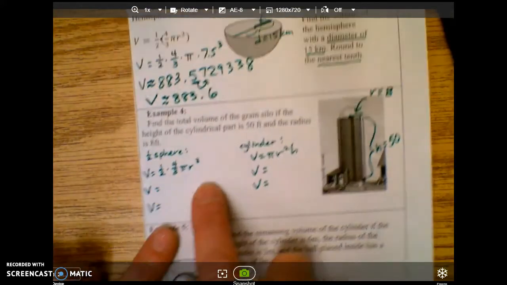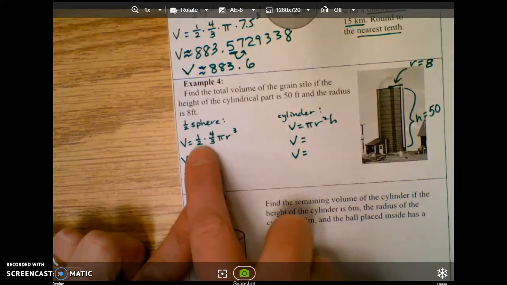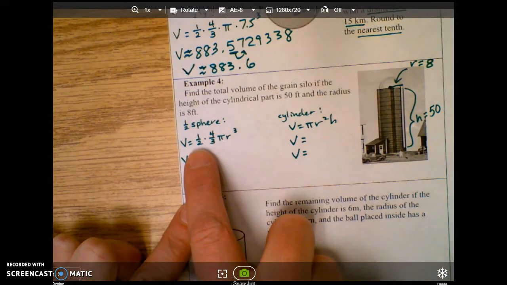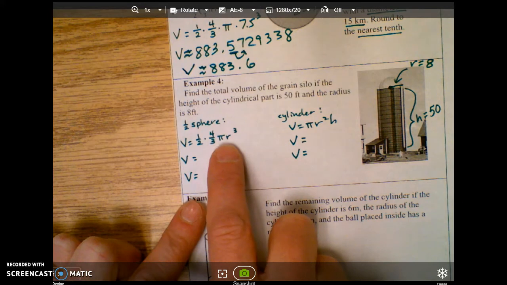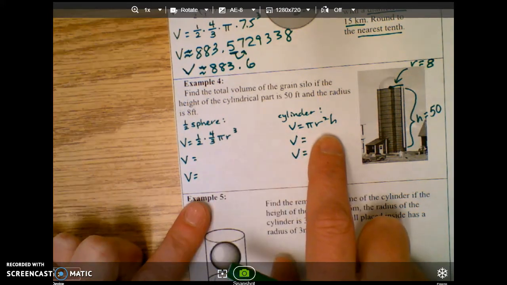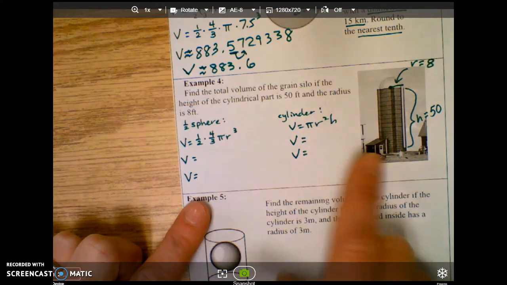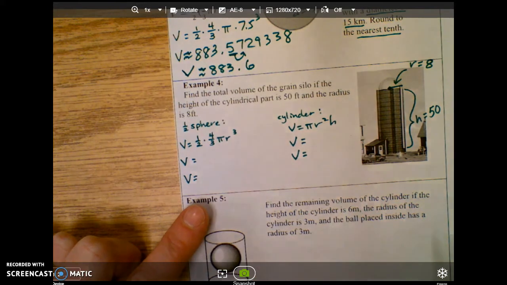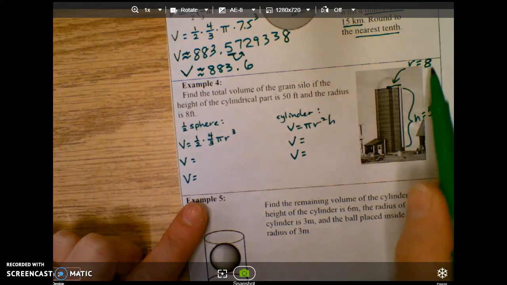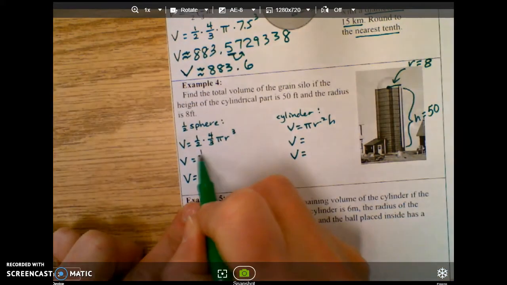So I've got it set up so that you have the formulas to use. We've got a half sphere. Remember, a half times the formula for a full-size sphere. And then I've got the formula for a cylinder. And again, this is something that we covered earlier in the week, but we're putting our two shapes together sometimes so we can work through this. So let's see, we've got a radius of 8 that they told us about, so we can go ahead and put that in.